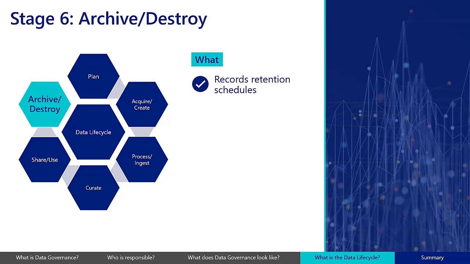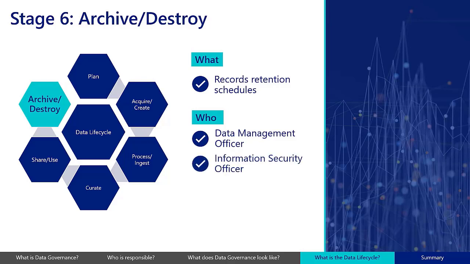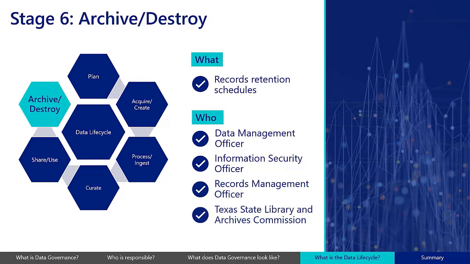Per Senate Bill 475, an agency's data management officer is required to coordinate with their agency's information security officer, records management officer, and the Texas State Library and Archives Commission to implement best practices, increase awareness of records management programs, and ensure the records management programs are implemented for all types of data storage media.